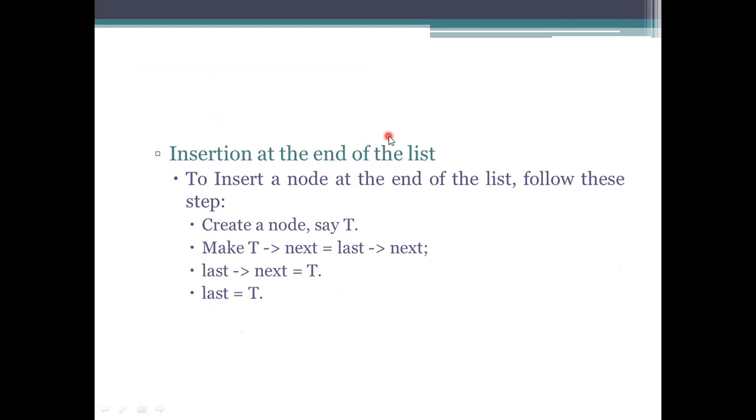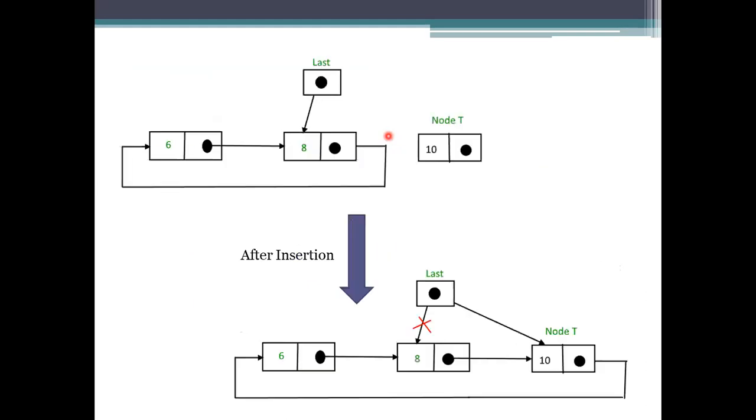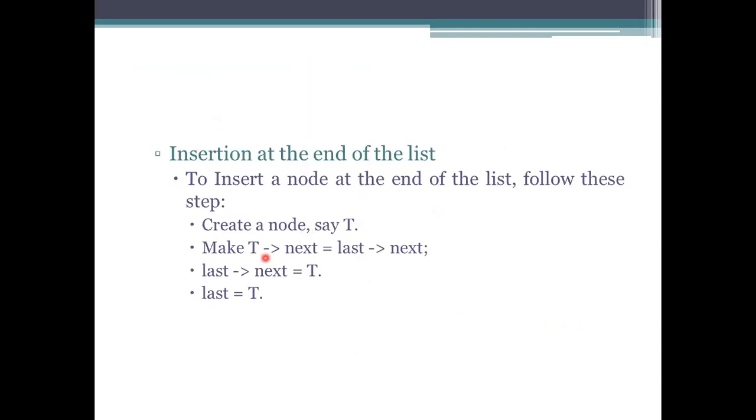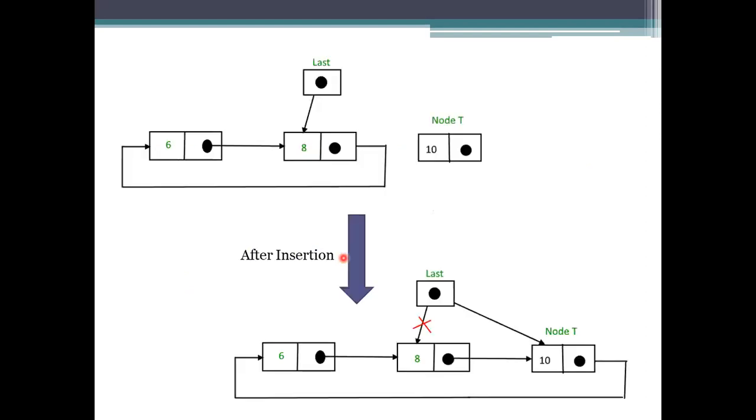Okay. Coming to the end of the list. End of the list means just identify what is the last element here. First create a node. This is the element we need to add. Create a node for that one. The node has been created, the 10 and the pointer to that one. What it has to do is update the values here. The first updation: T's next will be last next. What is the T's next? This one will be the last next.